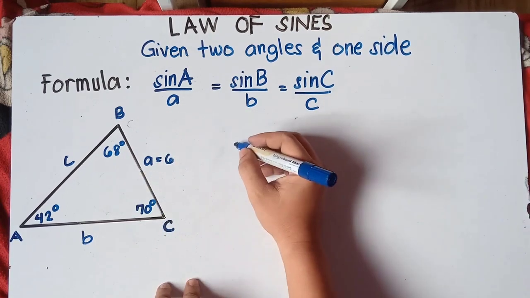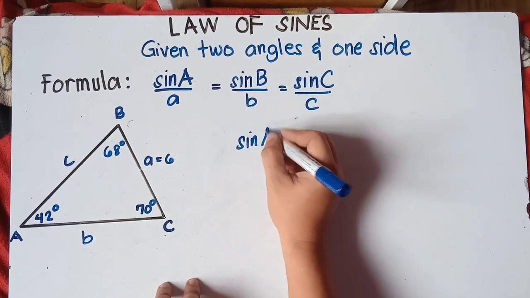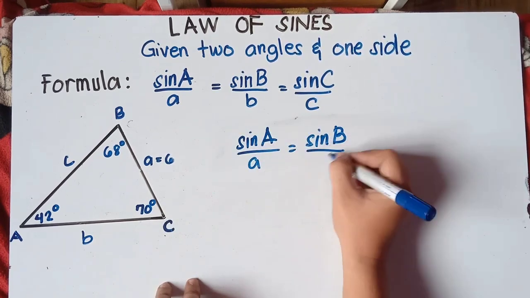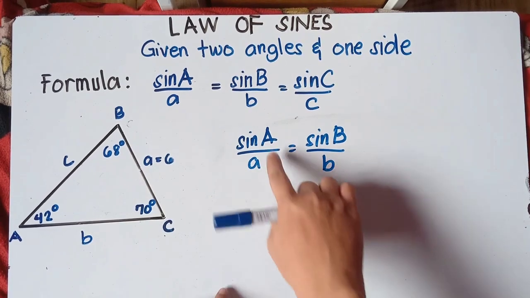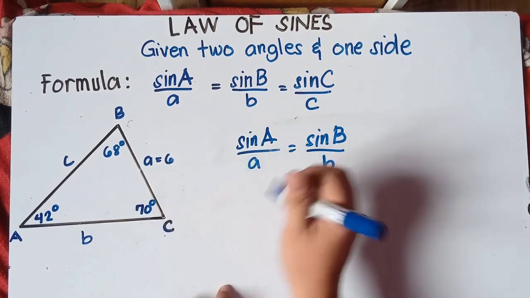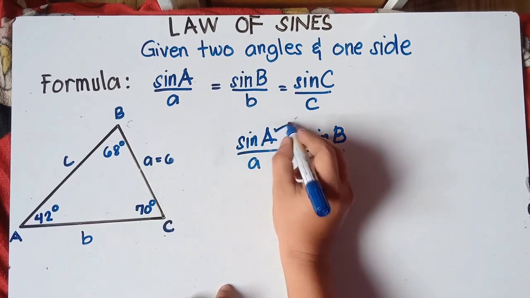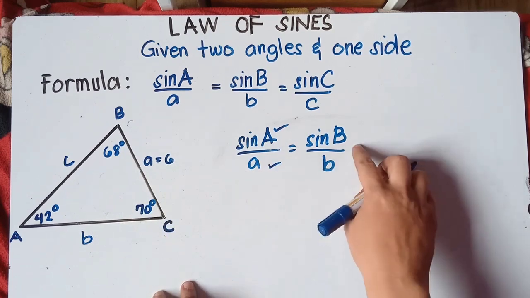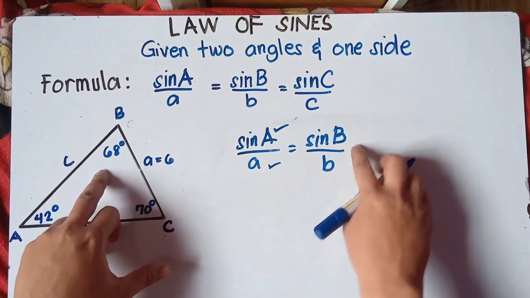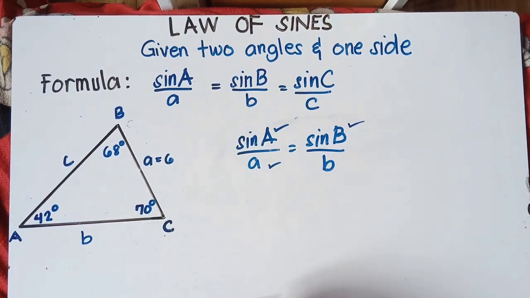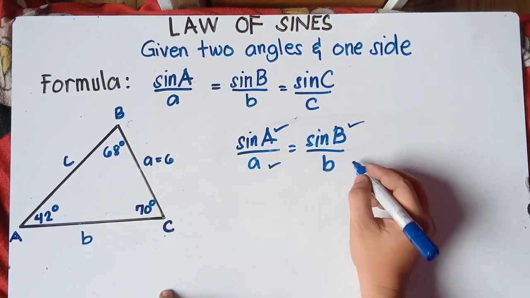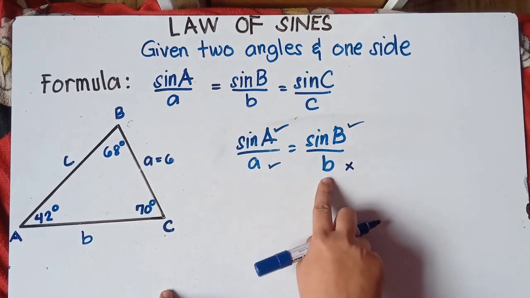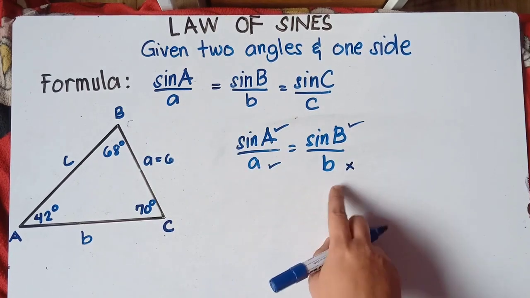So let's write the formula. Sine A over A equals sine B over B. Let's check if we can use it. Do we have the angle A? Yes, we have angle A. Yes, we can use this one on the top. Do we have A? Yes, we have A. Do we have angle B, sine B? Yes, we have the angle B. We just found it a while ago. And we don't have B. So if there's only one unknown in this given equation, we can find this side B. So that's the thing that you will do, class.